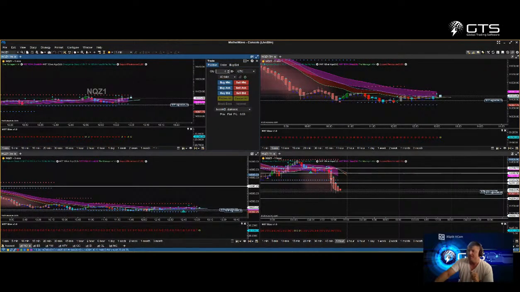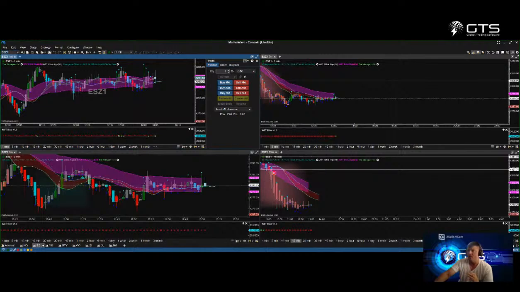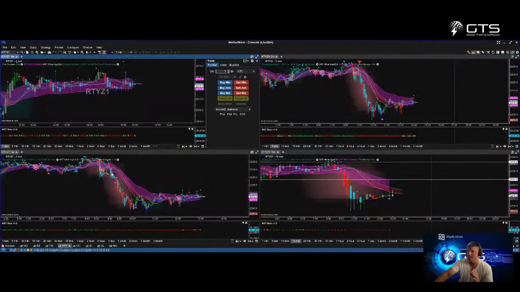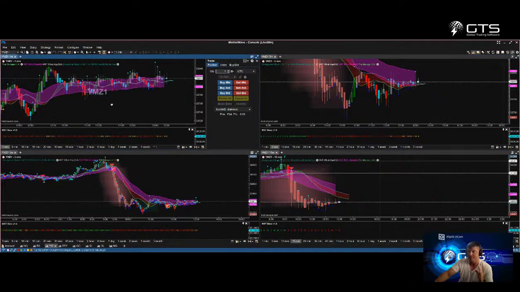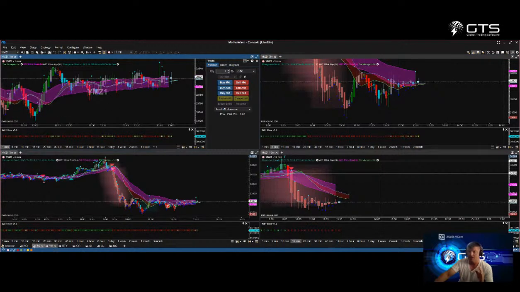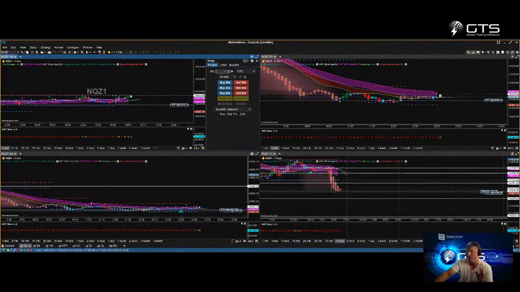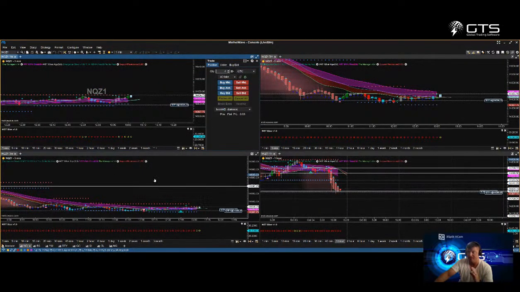So this is the NQ, ES, YM, RTY. Everything's kind of tracking the same right now. For the last hour or so, everything's just been going almost completely sideways. Now, don't ask me why that is, because that's outside of my scope of understanding here.